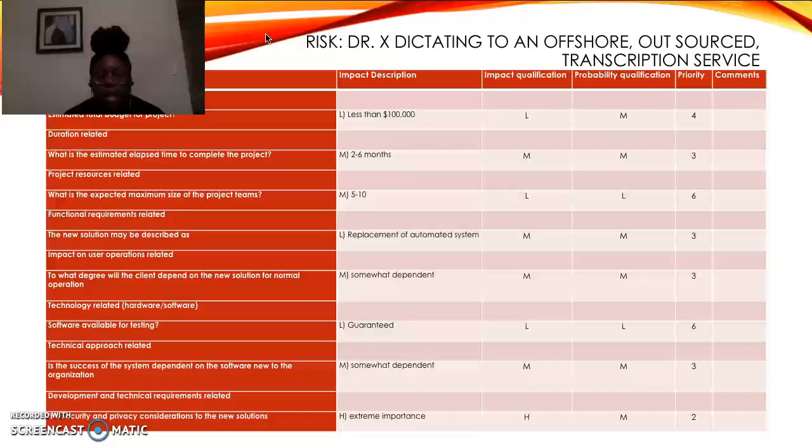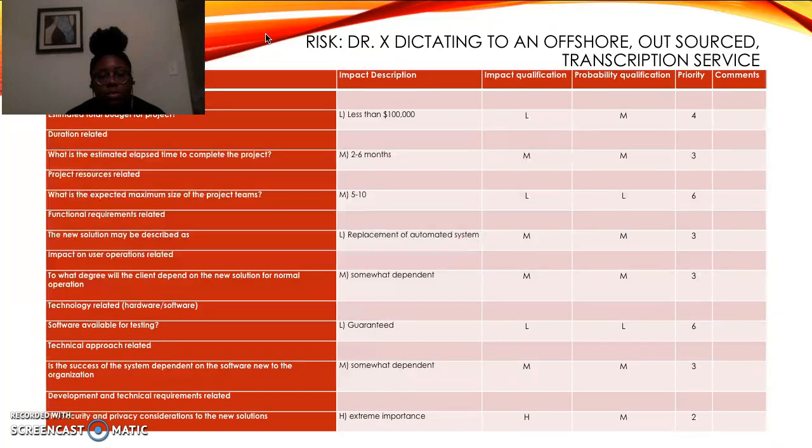As far as being higher on the priority list, it will also be the security and privacy of the information. It will score 2, because if it's not secure and private, then it will have a higher impact on Dr. X and his patient.